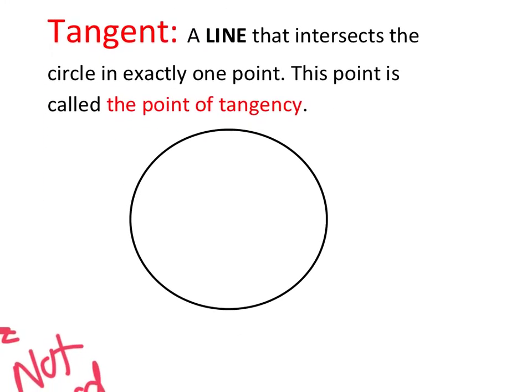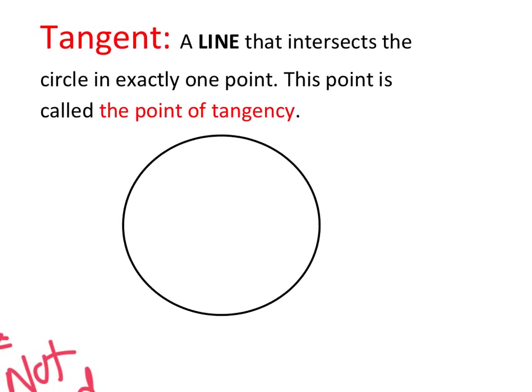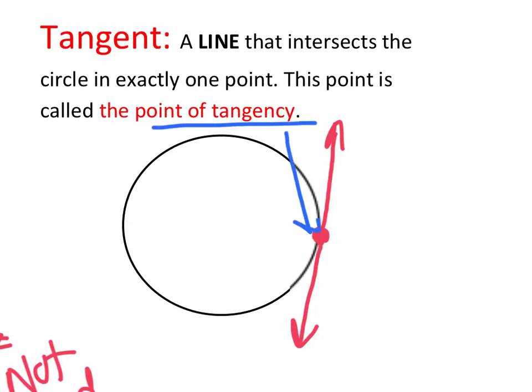Last we have a tangent. A tangent is a line just like a secant. However, it intersects the circle at exactly 1 point, so only once. This line is an example of a tangent. It intersects it at exactly 1 point right here. This point is called the point of tangency. It's this point right here, where it intersects the circle.